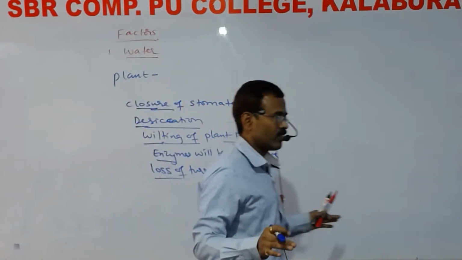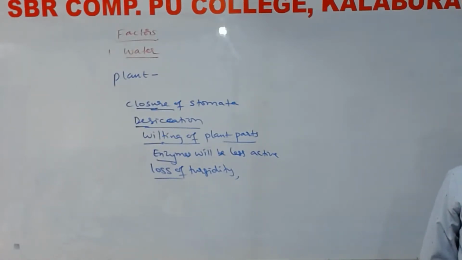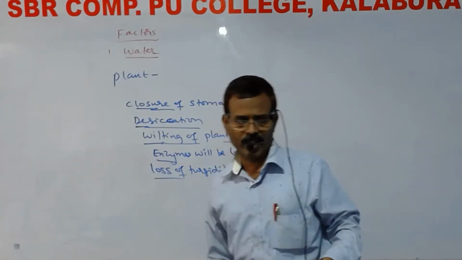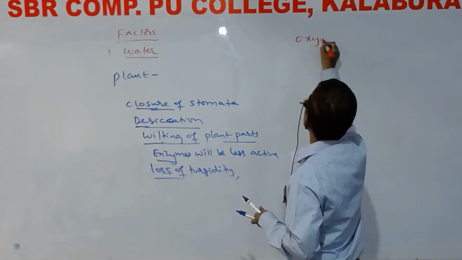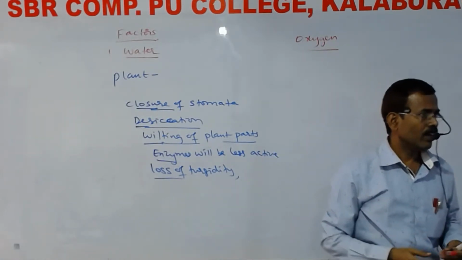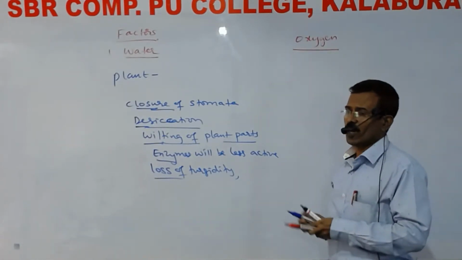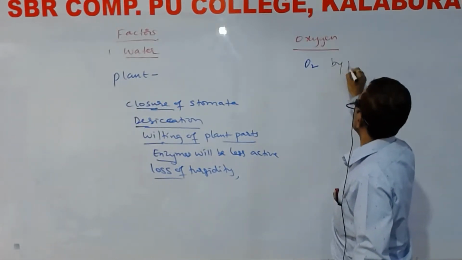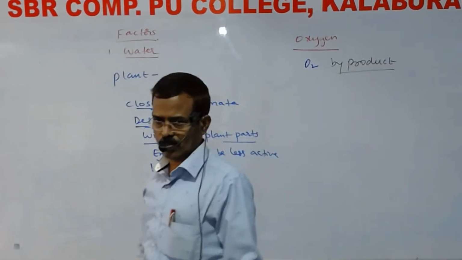So these are all external factors which affect photosynthesis. Starting from sunlight, then carbon dioxide, then temperature and water. Another external factor is oxygen. This is not there in NCERT as additional information. See, actually oxygen is a byproduct of photosynthesis. It is a byproduct which is released through photosynthesis.